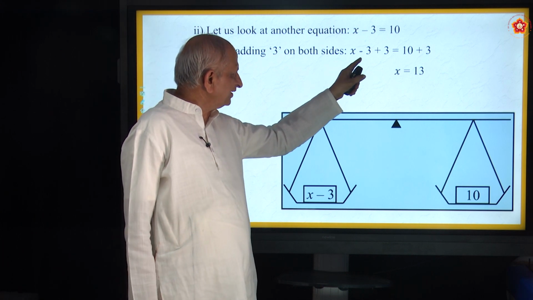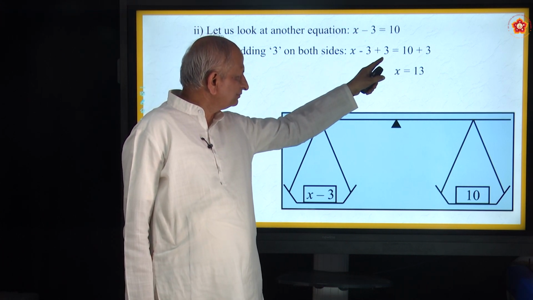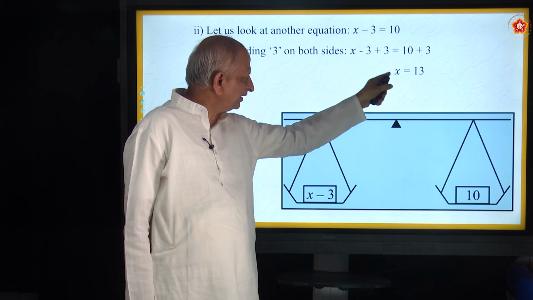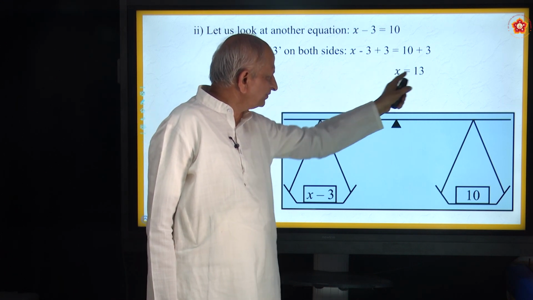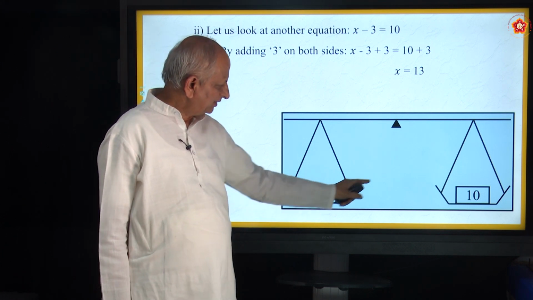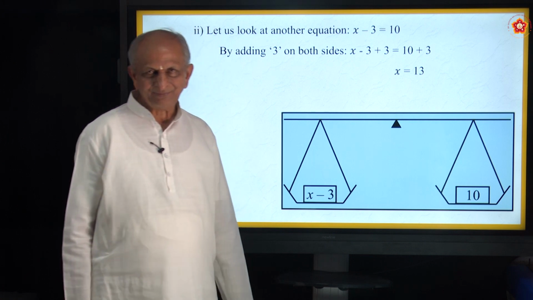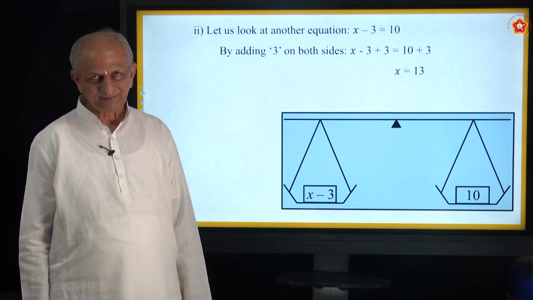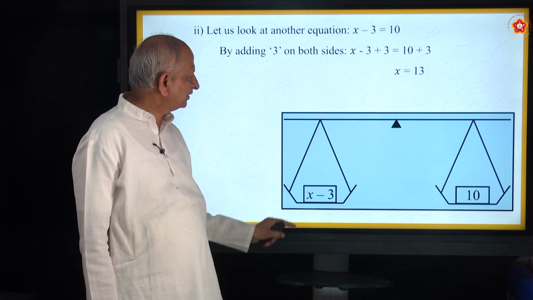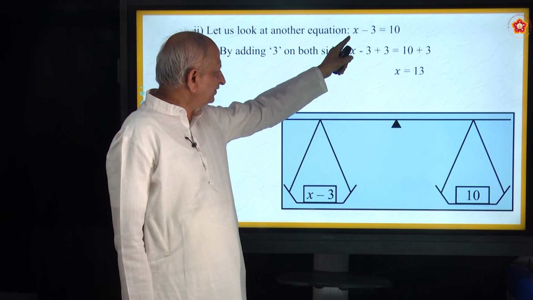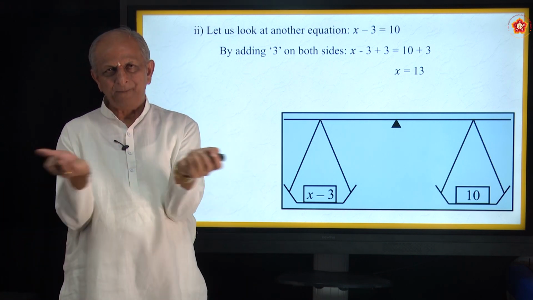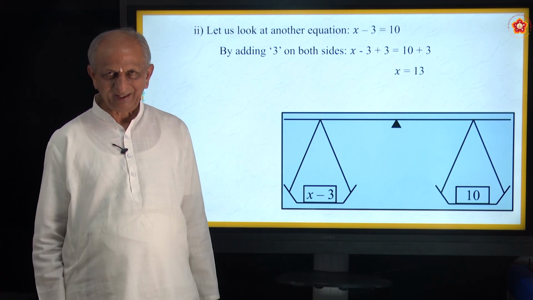So, x minus 3 is there, add plus 3 here. So, minus 3 plus 3 cancels, you get 0, x only. 10 plus 3 becomes 13. So, x minus 3 on the left hand side, 10 on the right hand side. How does it balance? It balances when x is equal to 13. Suppose you have 13 here, 13 minus 3, how much? 10. So, the two balance, correct.